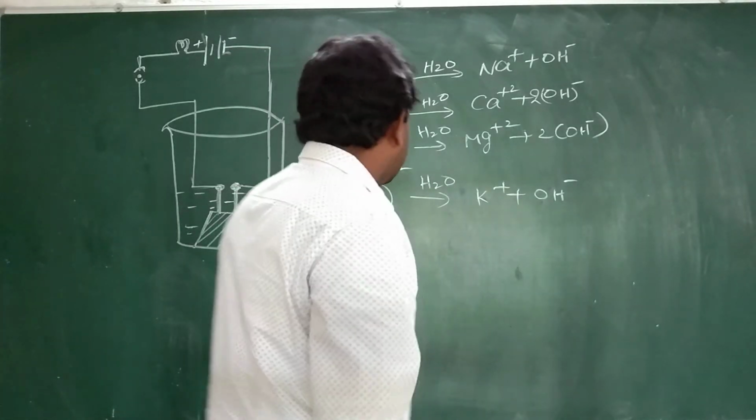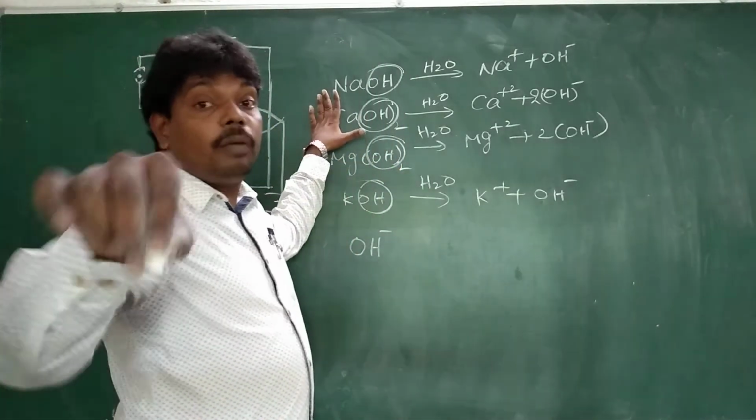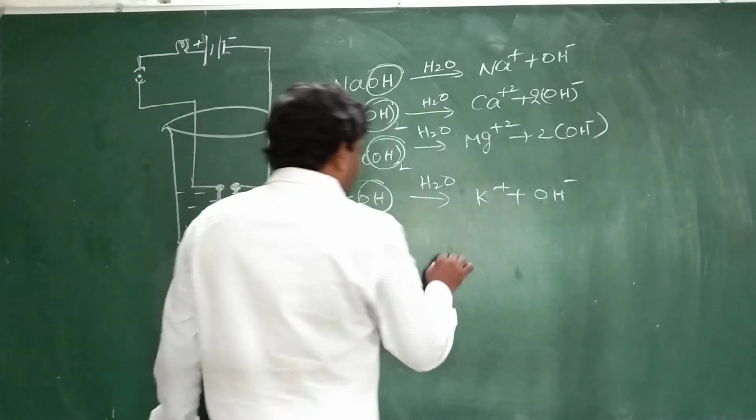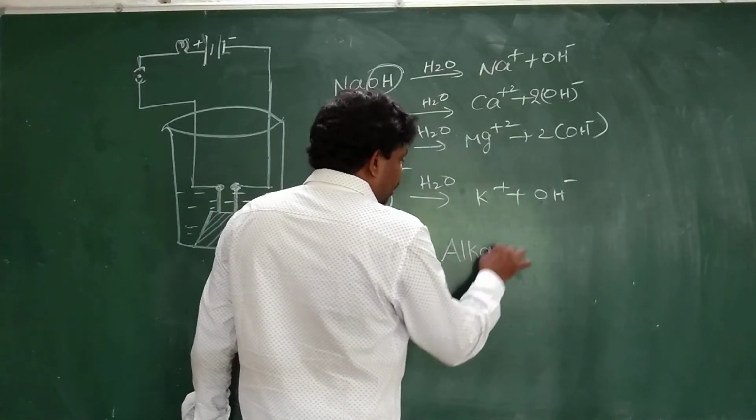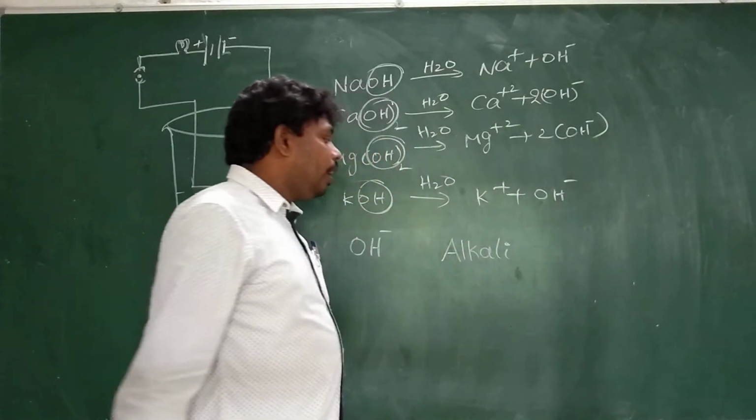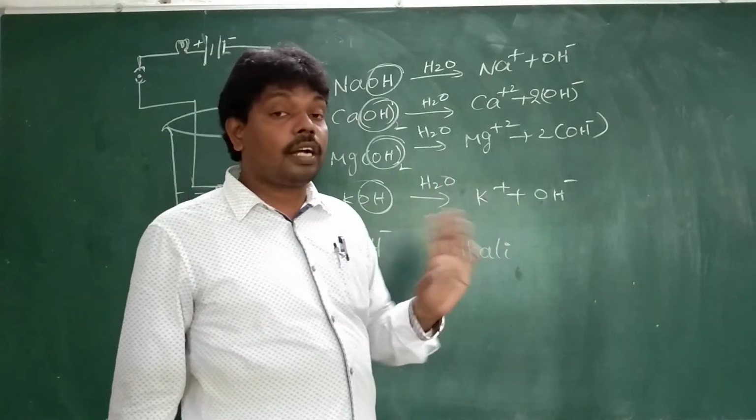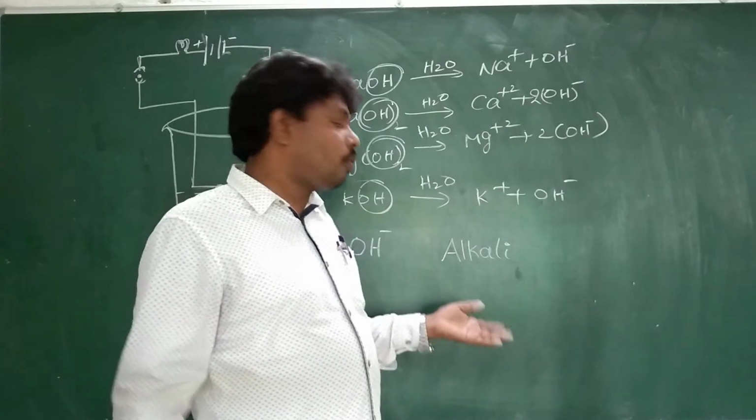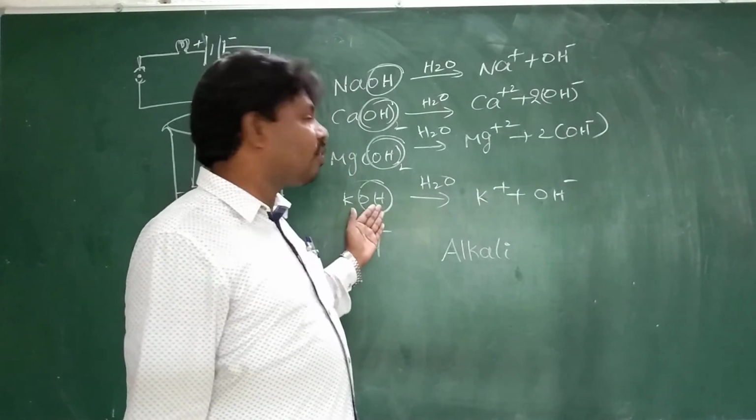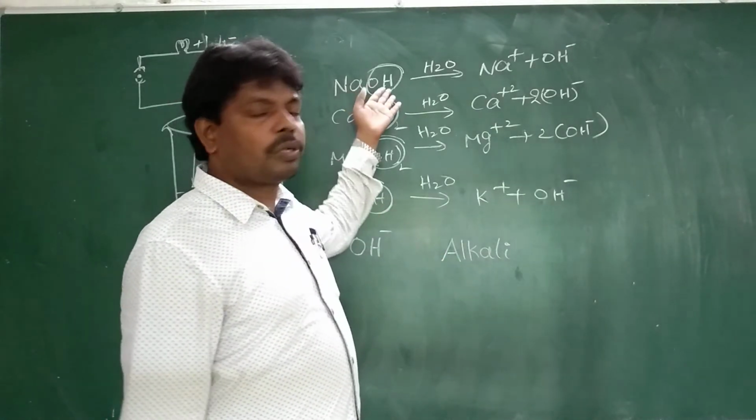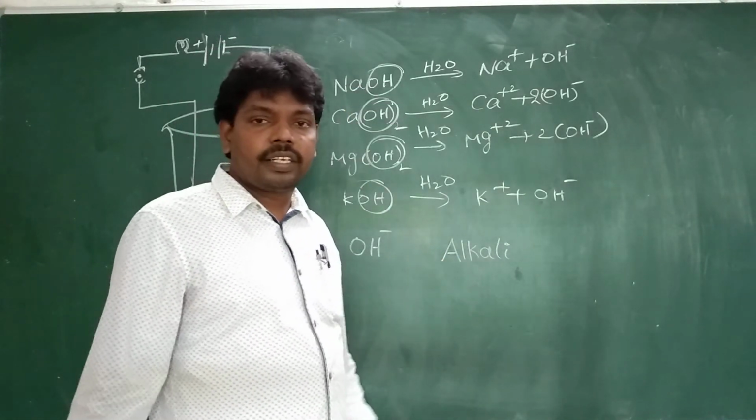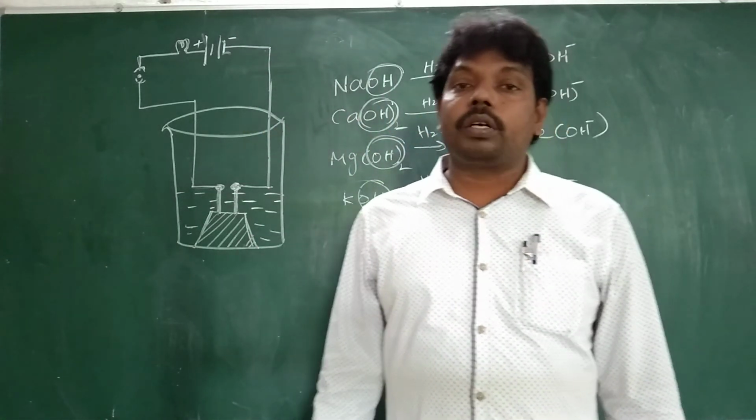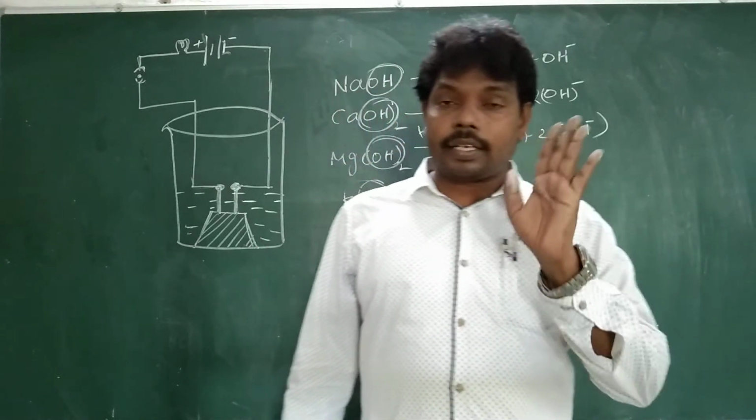And the base which is soluble in water is called by a special name, alkali. All alkalis are bases, but all bases are not alkalis. The base which dissolves in water is called an alkali. For example, potassium hydroxide and sodium hydroxide easily dissolve in water. Those are alkalis. But some bases do not dissolve in water. Those are called simply bases, but not alkalis.